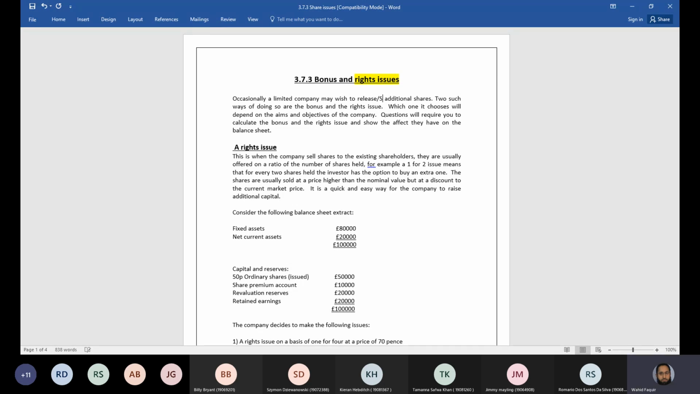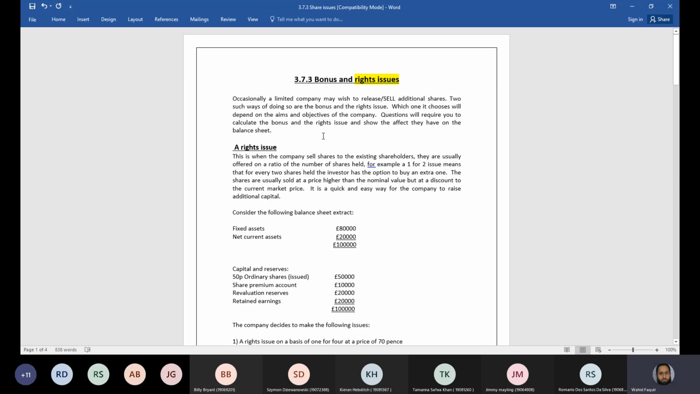But what they actually do is they sell additional shares. So they invite prospective investors, which become shareholders, to say, do you want to buy some shares? Or they ask their existing shareholders, usually, they say, do you want to buy some shares? And if they do, they're selling them, which loosely you could say release. Release more applies more actually to bonus shares, but we'll leave that for now. So they sell additional shares.